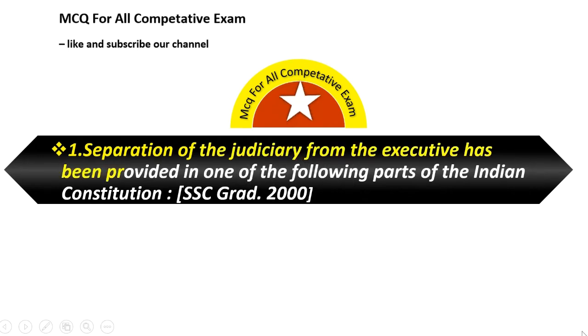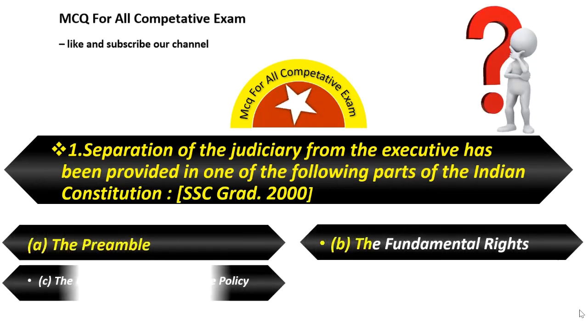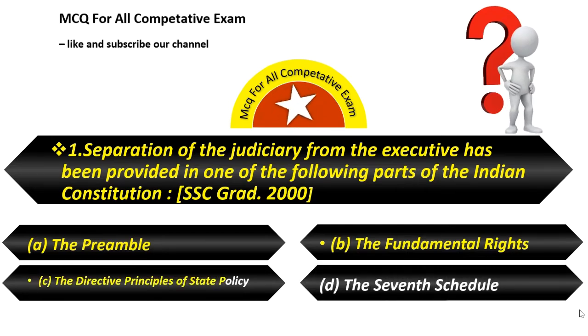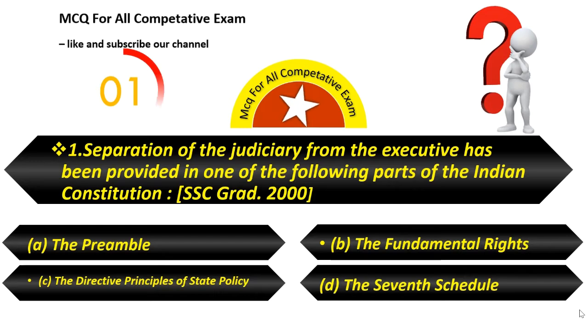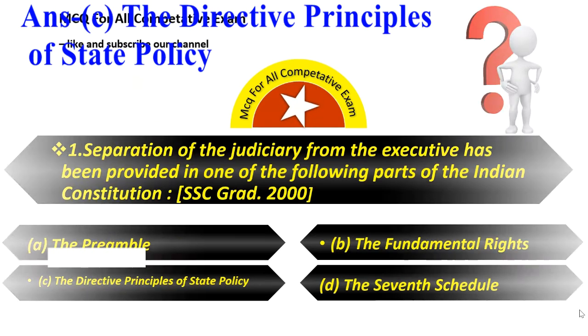Separation of the judiciary from executive has been provided in one of the following parts of the Indian Constitution. Option A, the preamble. Option B, fundamental rights. Option C, directive principle of state policy. Option D, seventh schedule. Answer is directive principle of state policy.